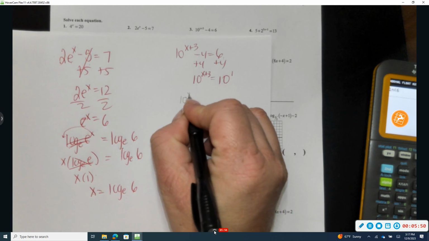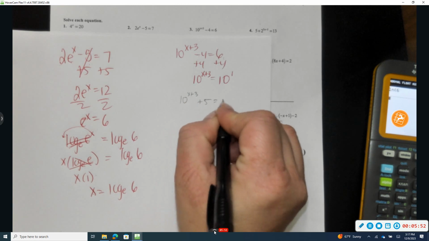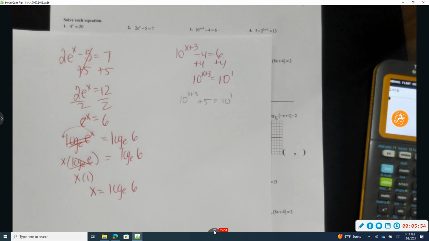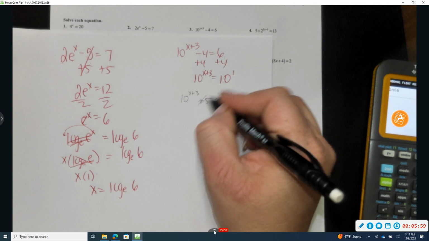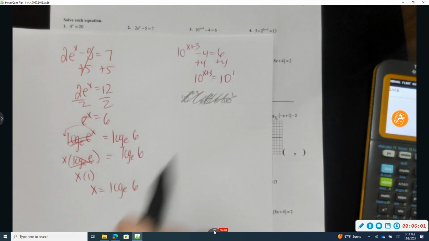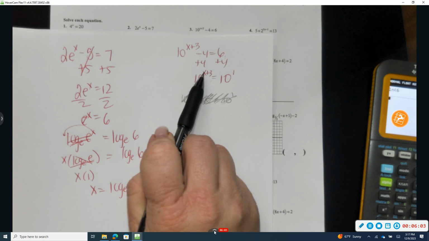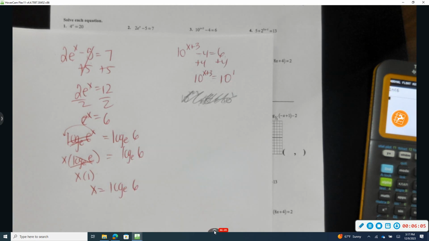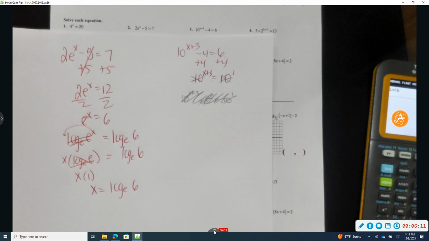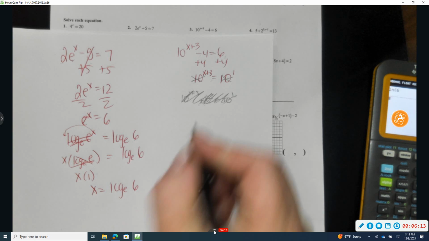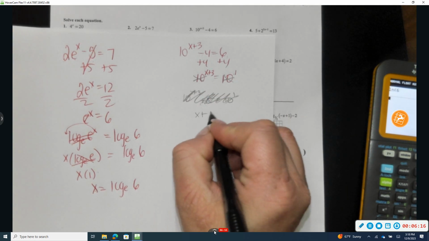So 10 raised to the x plus 3, and if we had like a plus 5 here, we could not do this in the same manner. So there can't be any additional numbers being added or subtracted here or multiplied in front. We don't have that. We have 10 raised to some value equals 10 raised to the first. When that occurs, there's a shortcut to solving for x. We are able to cancel out the exact same bases and drop down what was in the exponent position.